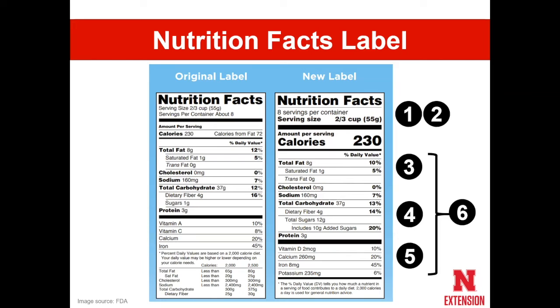There's also a change in the nutrient content. They used to require the listings of vitamin A and C. Those are no longer required to be listed on labels because they found that generally Americans are consuming those nutrients in adequate quantities. They did add nutrients they found are not adequately consumed in American diets, and that is vitamin D and potassium. So those are included in the new nutrition facts labels.